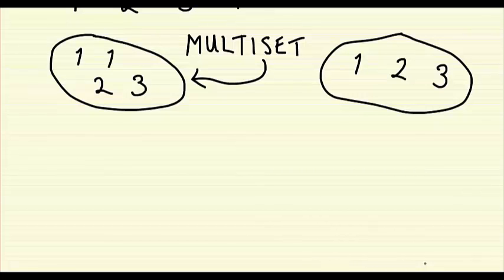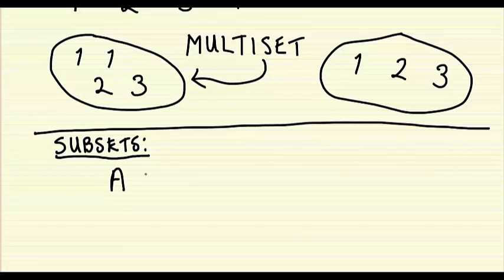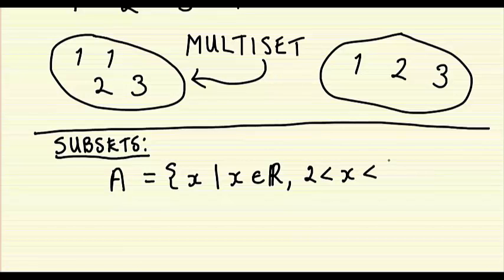Let's take a look at this idea of subsets in a bit more detail. So we'll take an example. Okay, let's consider two sets. The first set we'll call A, and we'll define this using set builder notation as the set X, such that X is an element of the real numbers, and X is strictly greater than 2 and strictly less than 4.